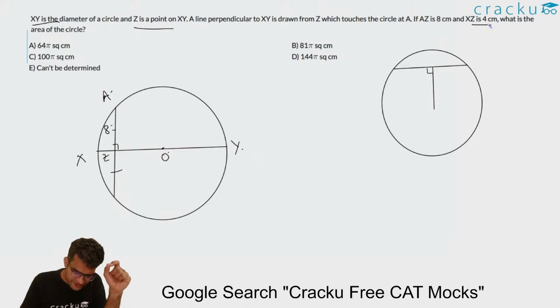And XZ is 4 centimeters. So this is 4. That also is known. What is the area of the circle? We are required to calculate the area of the circle.